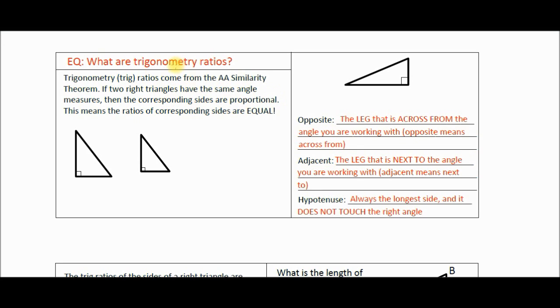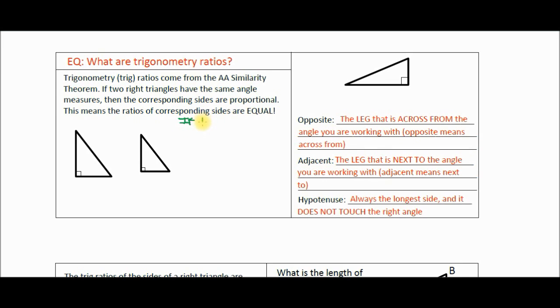But trigonometry deals strictly with right triangles, and that's why I said if two right triangles have the same angle measures. Now this means that the ratios of corresponding sides are equal, and we've found this out in class already. So let's write that as a math statement.